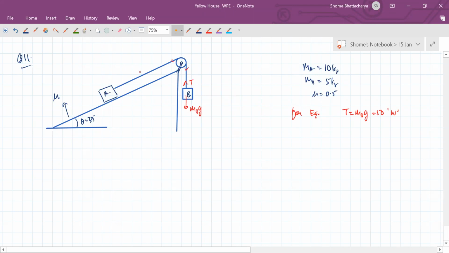So now when we look at A's free body diagram, we can see that A's weight has a component in this direction. So that will become 100 sin 37, which is 60 newtons. Whereas the tension from the other side is 50 newtons. So A, being in equilibrium, has a tendency to slip down like this. So static friction will be acting like this only.